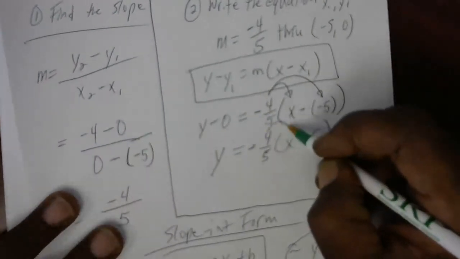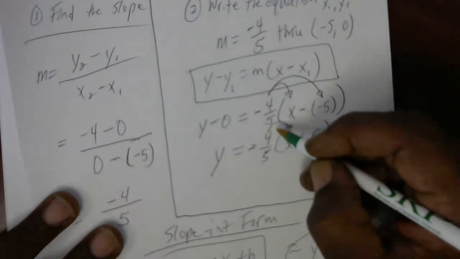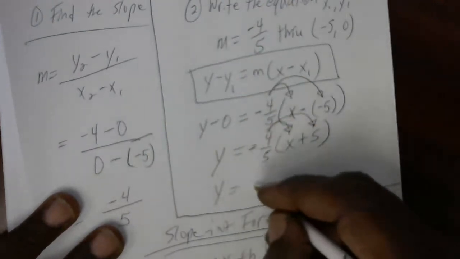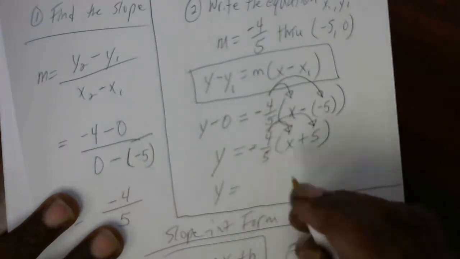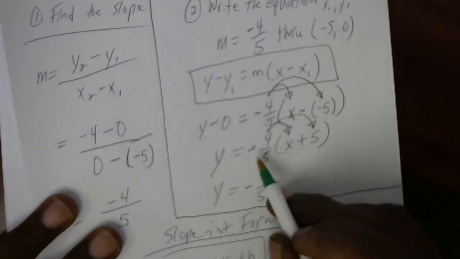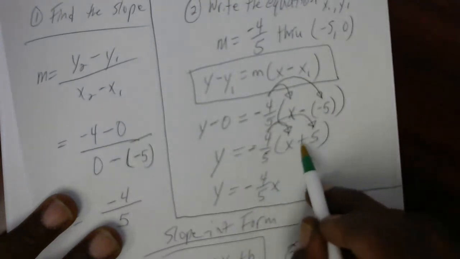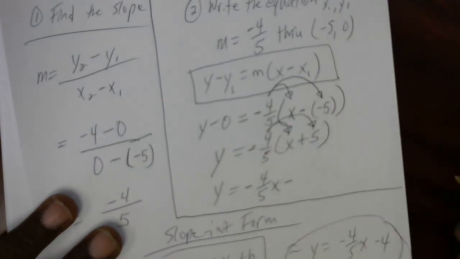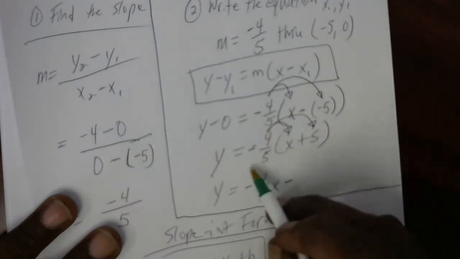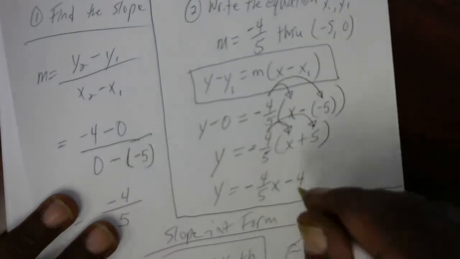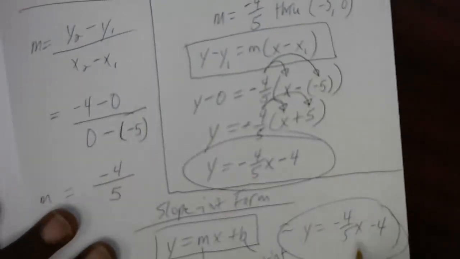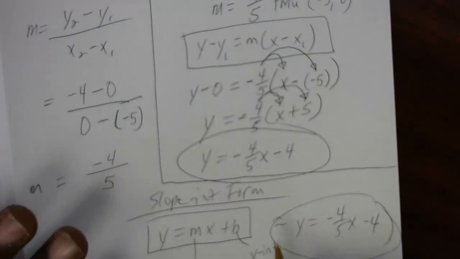Now we're going to distribute. So y is equal to -4/5 times x is -4/5 x. When you multiply a negative times a positive, you get a negative. When you multiply 4/5 times 5, the 5s are going to cancel to leave 4. So nonetheless, we get the exact same equation.